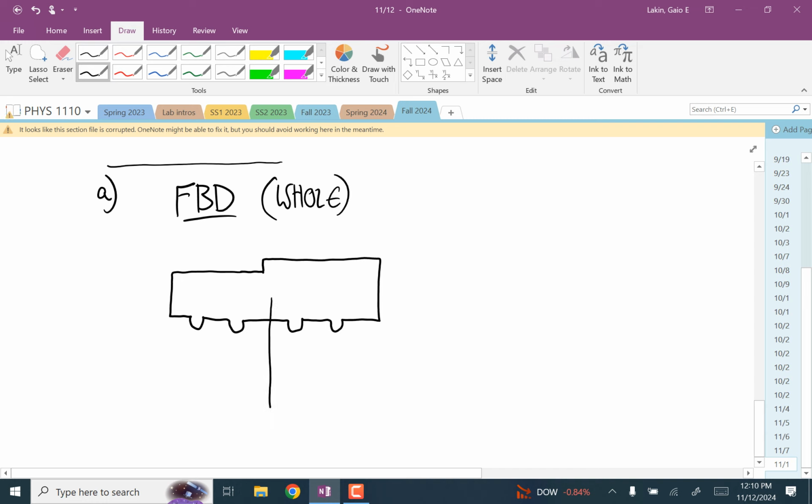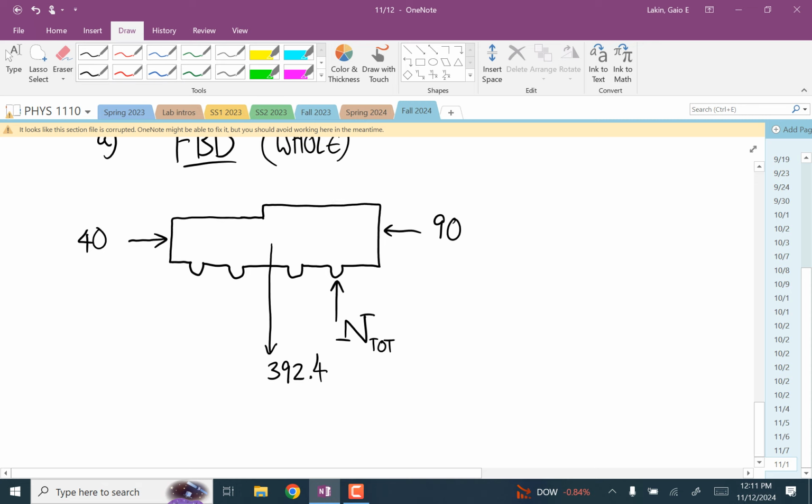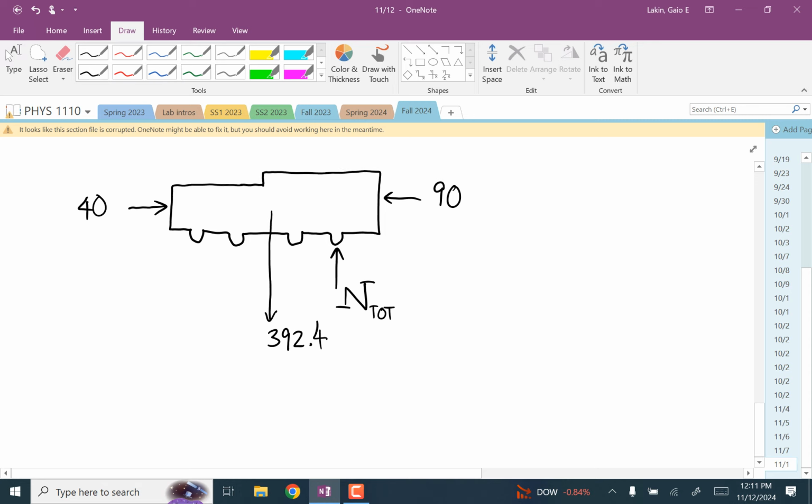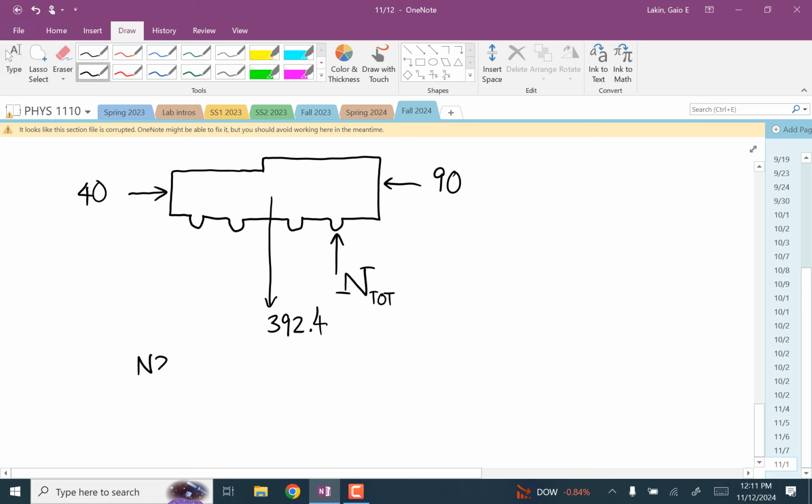Okay, so we have a weight force down. The total mass is 40 kilograms, and 40 times 9.81 is 392.4. Then we have a pushing force up on the wheels. I'll call that N total. Then we have the 40 this way and the 90 this way. That's everything. So now we can go to Newton's second law.